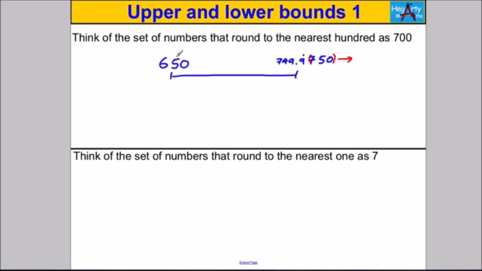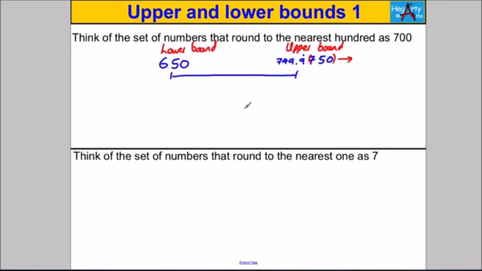And this number here is called your lower bound, and this number here is called your upper bound. So your lower bound is the smallest number that rounds to 700, and the upper bound is the biggest possible number that rounds to 700 to the nearest 100.